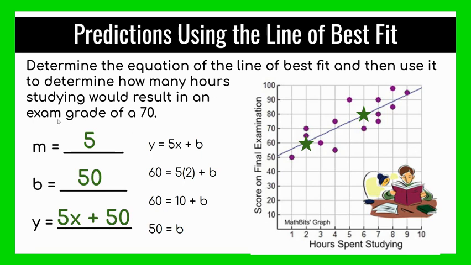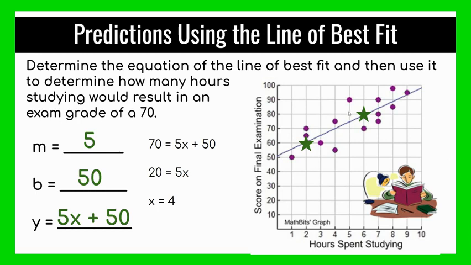And I can use this to make a prediction if we're talking about an exam grade of a 70. Well, an exam grade of a 70, that was our y value, so I'm going to plug in 70 in place of y. Then I'll solve for x, so I'll subtract 50 from both sides, so I get 20 is equal to 5x. Divide by 5 on both sides, x is equal to 4.